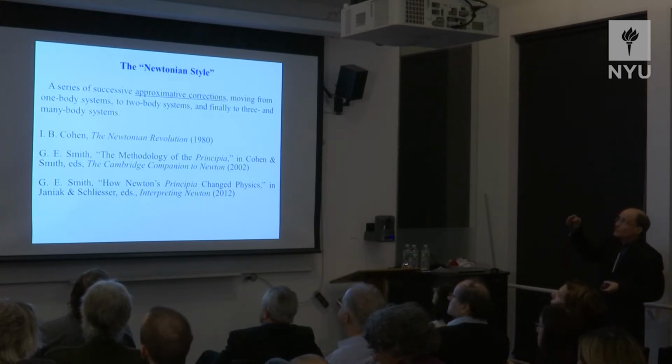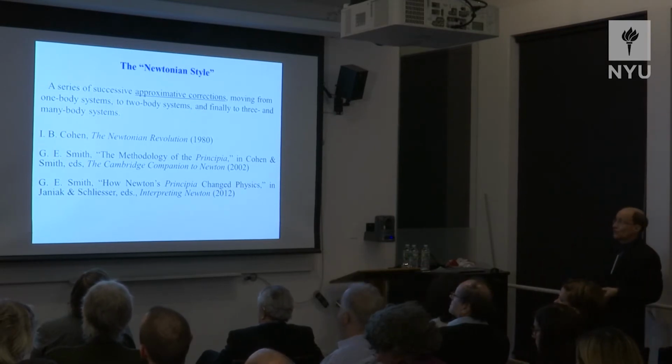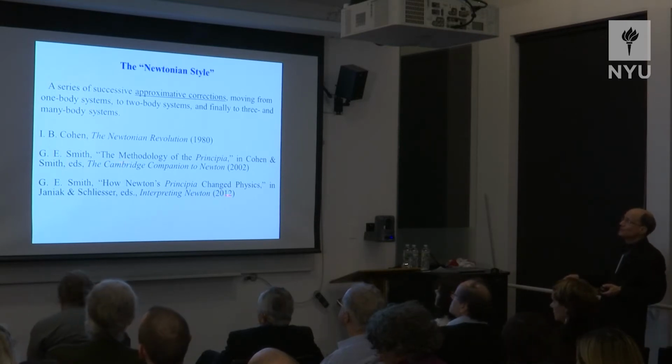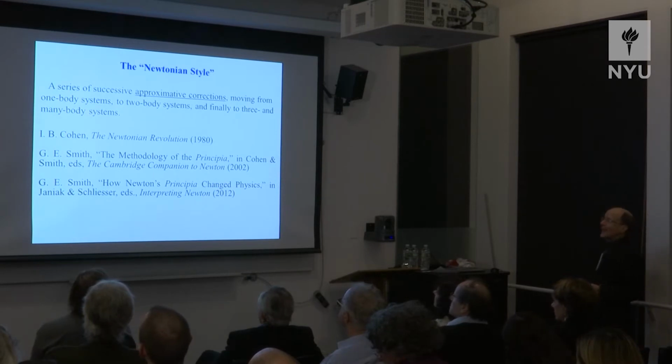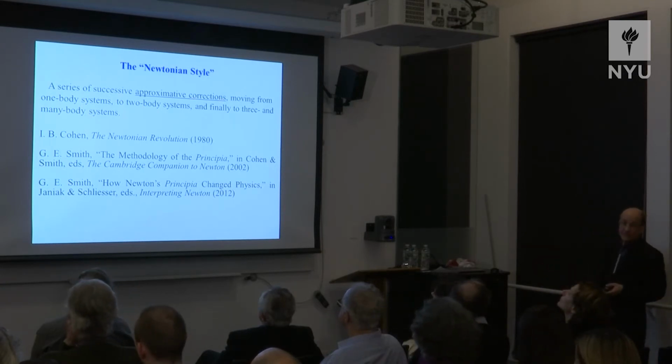So this sequence of successive approximative corrections is essential to Newton's method. We don't get the final true thing, but we're able to get better and better corrections to what we said before. So that's part of what Newton means by deduction from the phenomena. And George Smith, who worked with I.B. Cohen, edited the Cambridge Companion, added the notion of theory-mediated measurement to Cohen's idea of successive corrections based on idealization, which turned out to be very important.